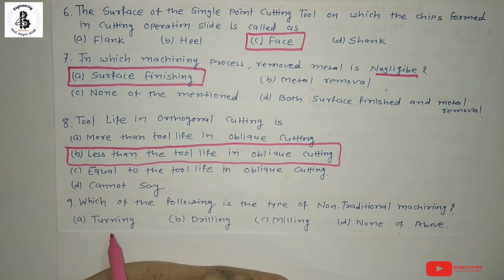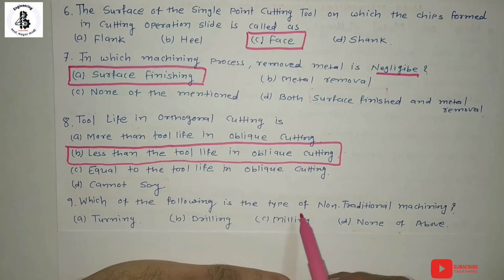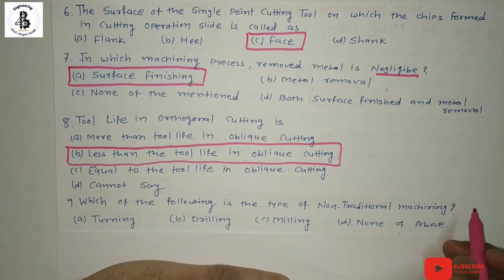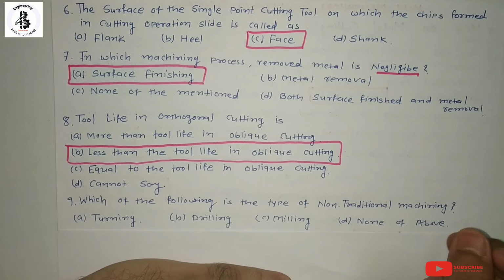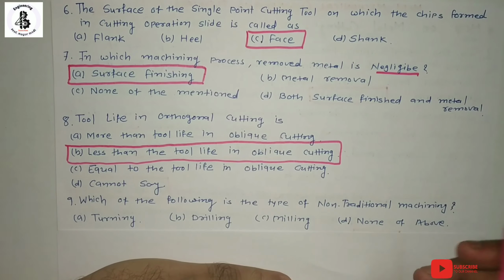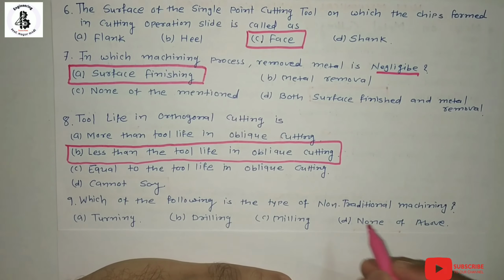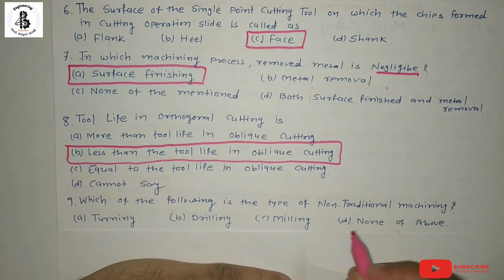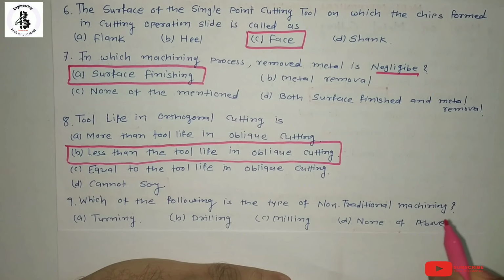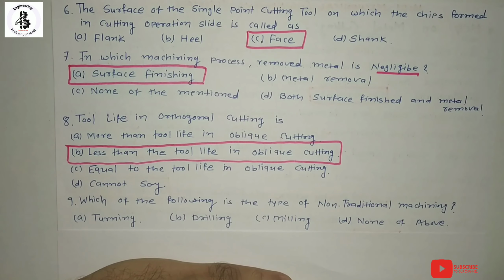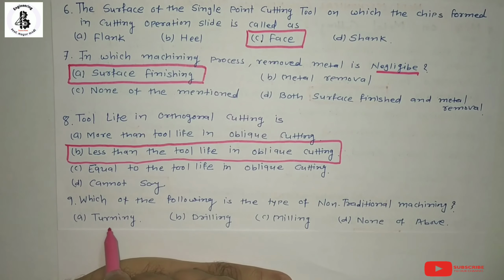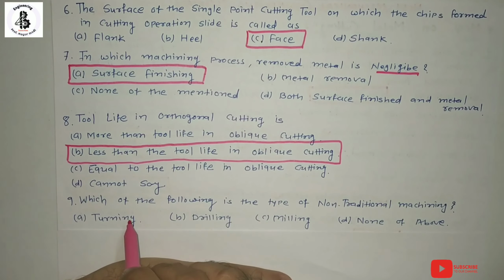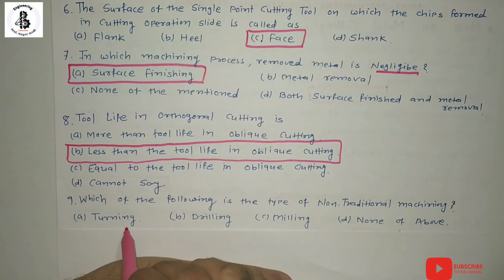Then next question, which of the following is a type of non-traditional machining process? Machining processes are divided into two categories, conventional and non-conventional, or non-traditional. In conventional machining processes, tool and workpiece are always in physical contact. But in non-traditional machining processes, tool and workpiece are never in physical contact. Let us see the options. First is turning. In turning on lathe machines, the single point cutting tool and workpiece are in physical contact.